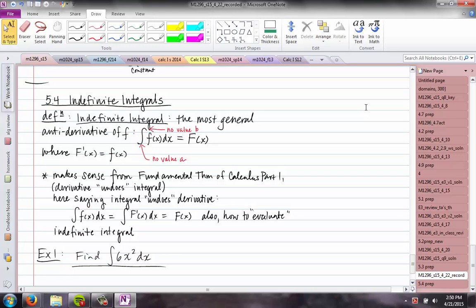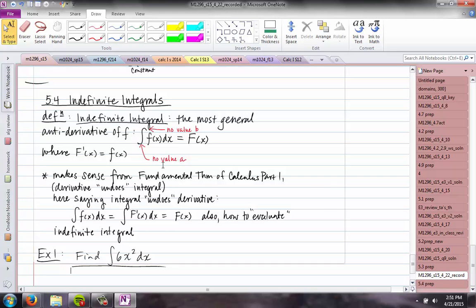And so, we know pretty much how to do this section already. We just have a few things to put together, and we have some new notation. Also, from the Fundamental Theorem of Calculus Part 1, in essence what that's saying is the derivative undoes the integral. So here we're saying that the integral undoes the derivative, and so we have some notation associated with this. It also tells us how to evaluate the indefinite integral.